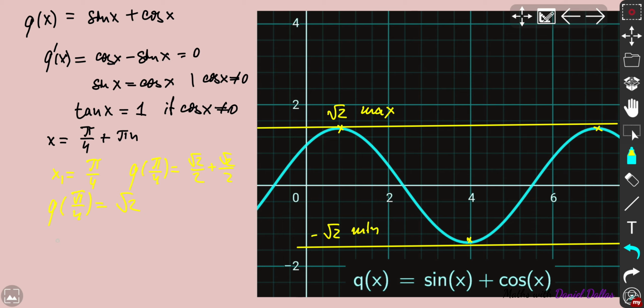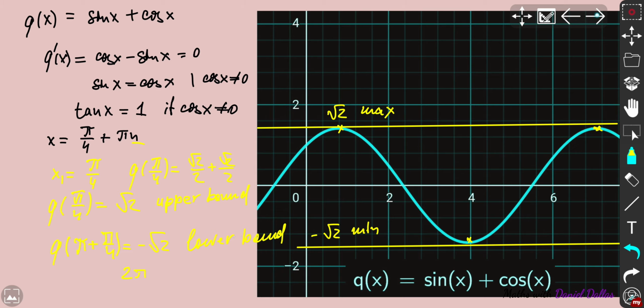So that means for q of pi over 4, when we plug n equals 1, we'll get pi plus pi over 4. We'll get to the next minimum, which is going to be negative square root of 2. You can check by plugging in the values. The function has a period, which is definitely 2 pi in that case, so every time your maximum point will be repeating. And we found the upper and lower bounds. So this is the upper bound and this is the lower bound.